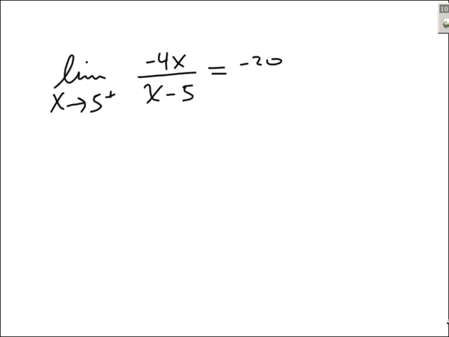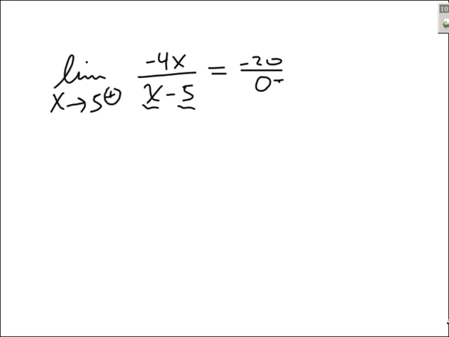What if you have the limit as x goes to 5 from above, and you have negative 4x over x minus 5? Well, the top is getting close to negative 20. Negative 4 times very close to 5 is close to negative 20. And the bottom close to 0. But since x is a little bit more than 5, when you take away 5, you'll have something left over.